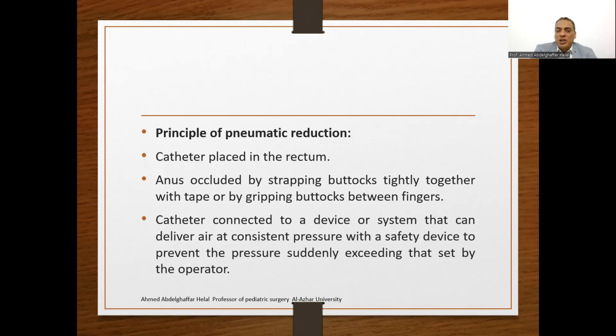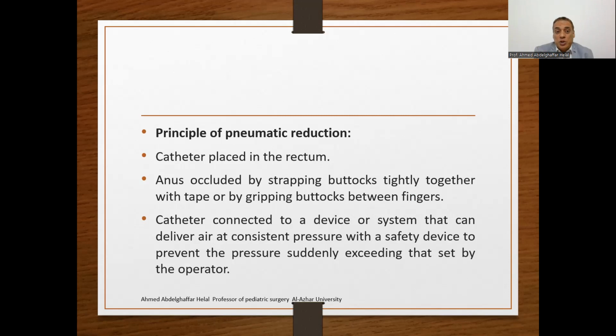The principles of air reduction are the same as hydrostatic: a catheter is placed in the rectum and the anus occluded by squeezing the buttocks tightly together or by gripping the buttocks between the fingers, with the catheter connected to a system that can deliver air at a constant pressure with a safety device to prevent pressure suddenly exceeding that set by the operator. The question now is, what is the safest air pressure to inject?